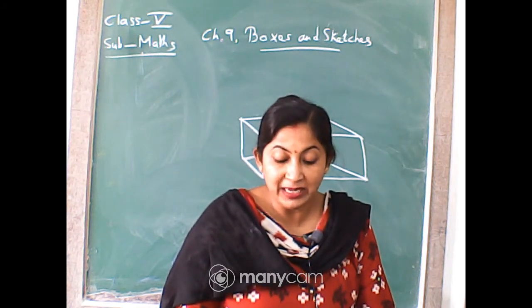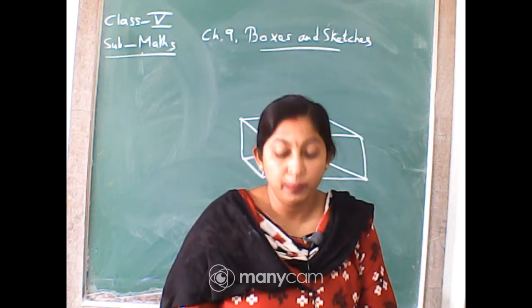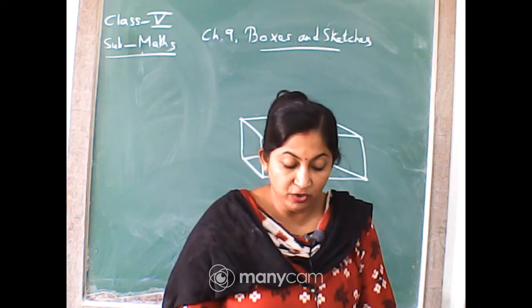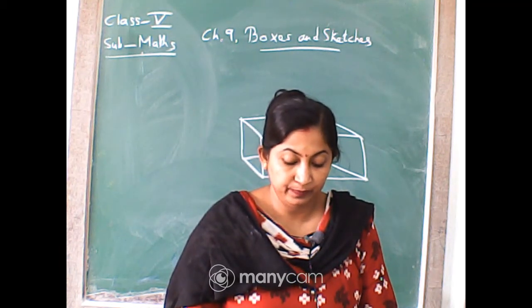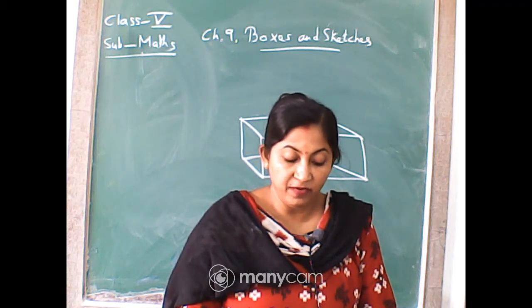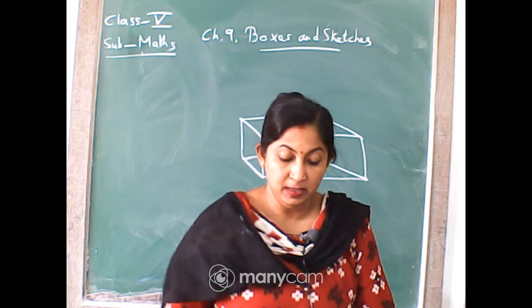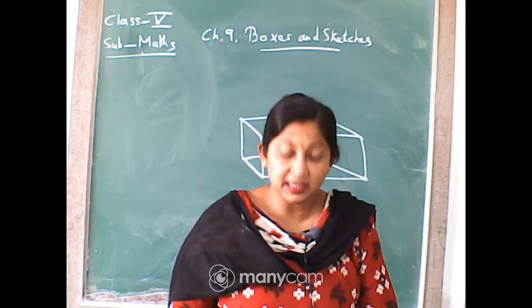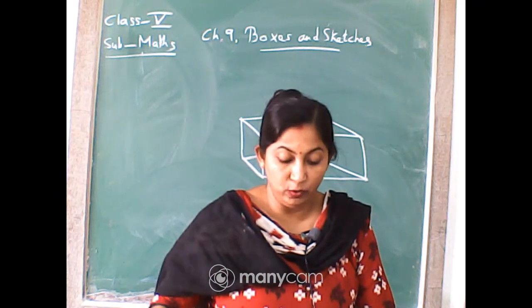That means which one is the top view of the bridge? Can you tell me which one is the top view of the bridge? It is number B. B is the top view of the bridge, whereas A is the front view or the side view, not the top view.